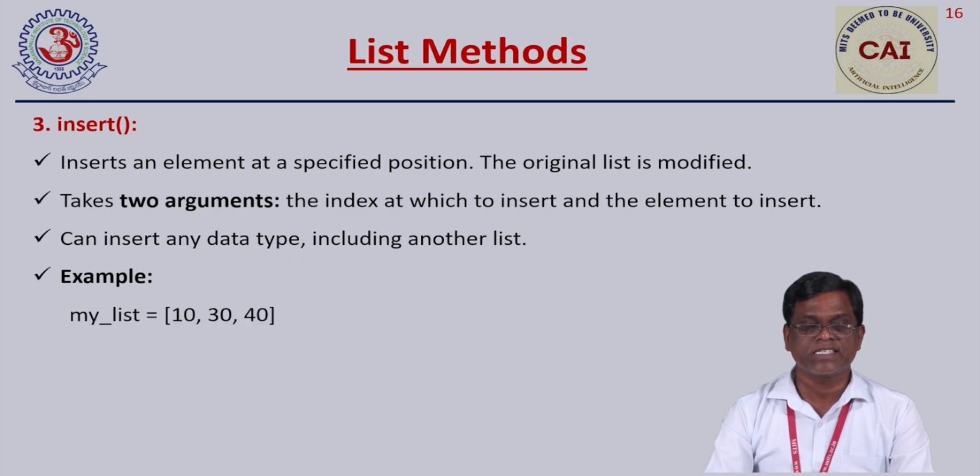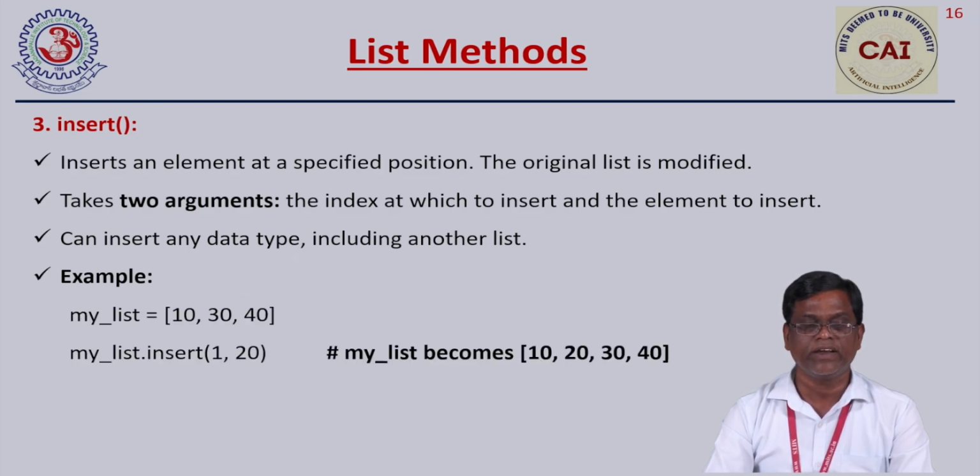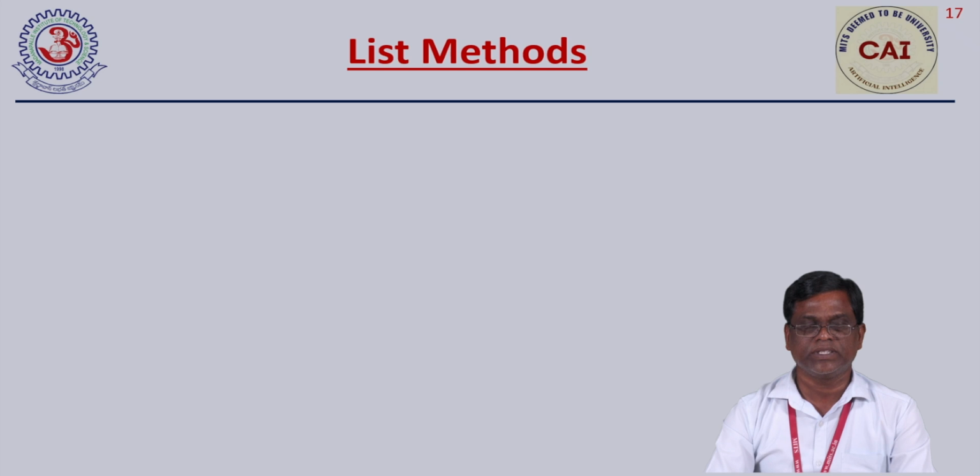And here is the example to understand this insert method. The list already has the elements 1, 2, 3. Now I am adding one more element, with the value 30 at position 2, and now that is added there.